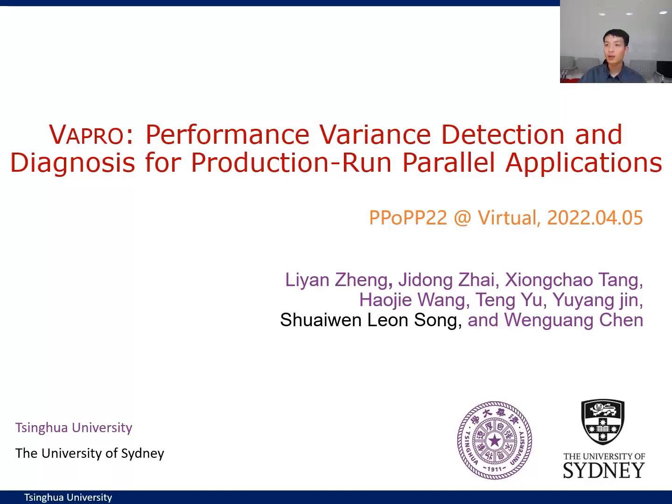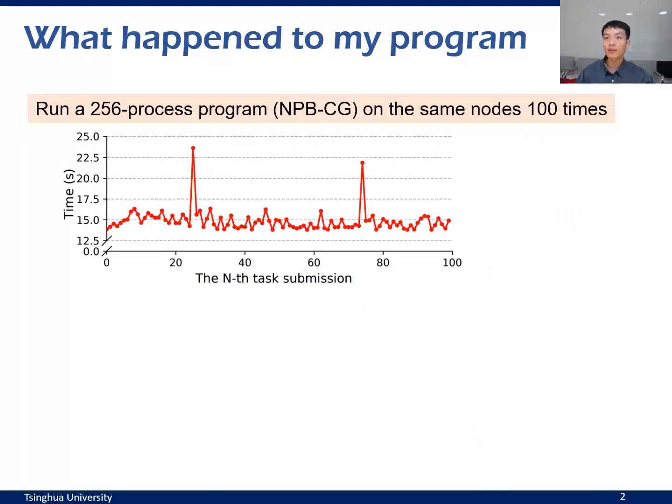In this work, we present Vapro, which is a variance profiler that can detect and diagnose variance even without source code of applications. Users of large-scale supercomputer systems may have such experience that programs have various performance for multiple executions, even on the same computing nodes.